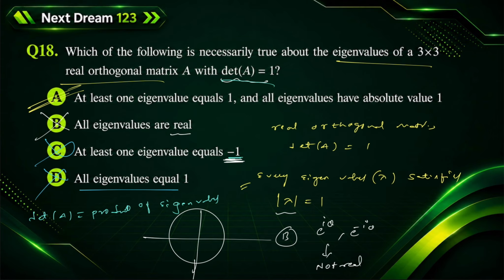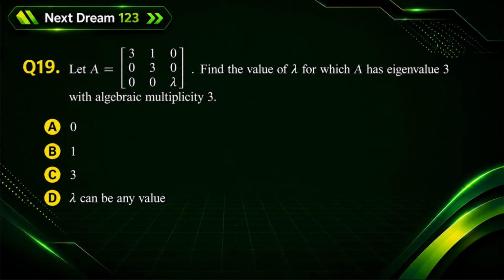Because it is a rotation matrix. An orthogonal matrix is like a rotation matrix. It can have eigenvalues like 1, e to the power i theta, e to the power minus i theta. Not all 1. Understood. It is a rotation matrix, that's why all eigenvalues equal to 1 is wrong. The statement is wrong. Only option A is the right answer for this question. Okay, let's move on to the next question.